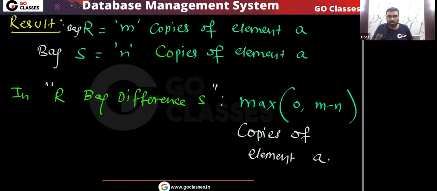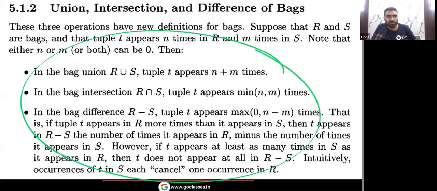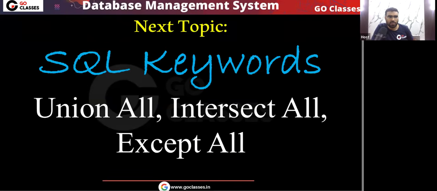Simple, right? Is this clear? Because when you do m minus n, it can be negative also. So that is the reason. 0 comma m minus n, whatever is max, that will be your answer. So this is your frequency difference. You are doing frequency minus. Simple. That's it. You can see whatever we have seen is written here. You can read this.